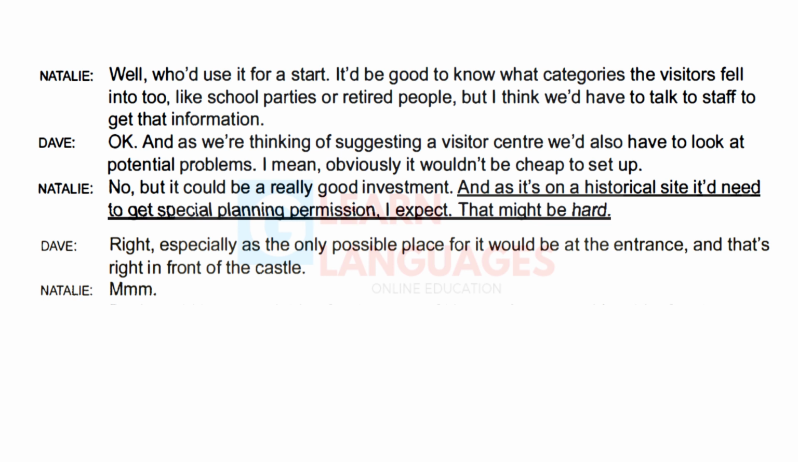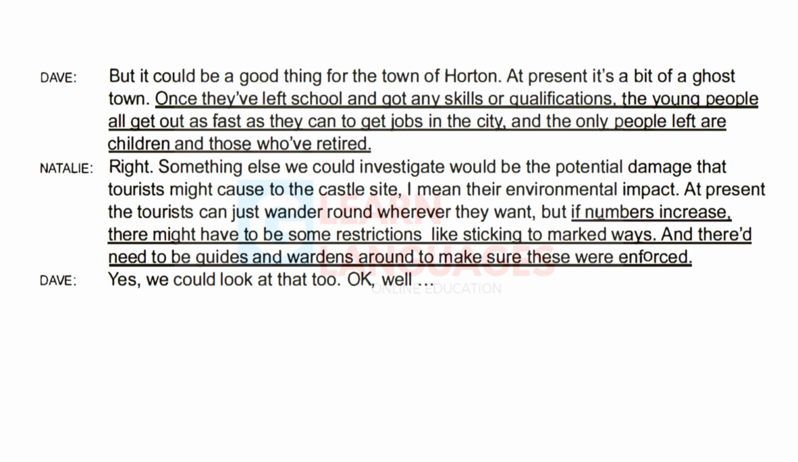And as it's on a historical site, it'd need to get special planning permission, I expect. That might be hard. Right, especially as the only possible place for it would be at the entrance, and that's right in front of the castle. But it could be a good thing for the town of Horton. At present, it's a bit of a ghost town. Once they've left school and got any skills or qualifications, the young people all get out as fast as they can to get jobs in the city, and the only people left are children and those who've retired.